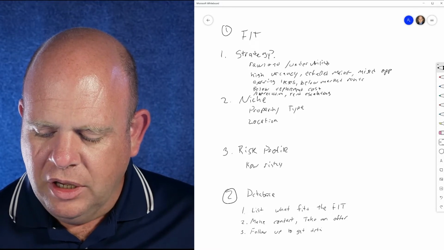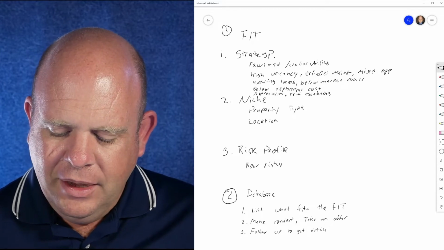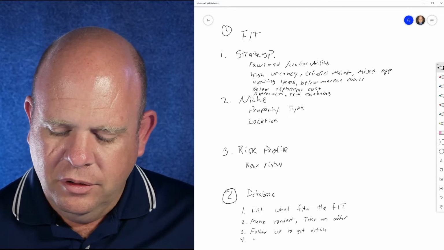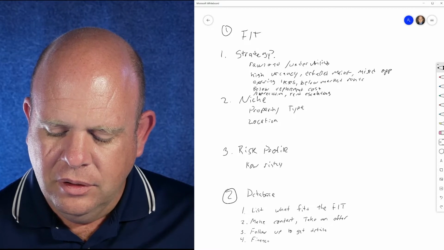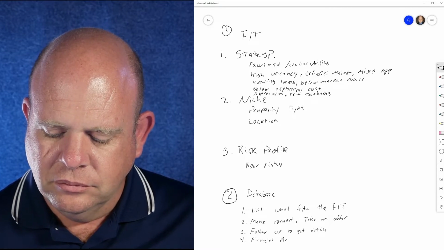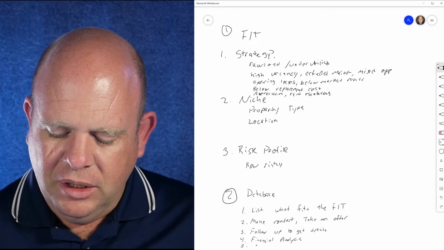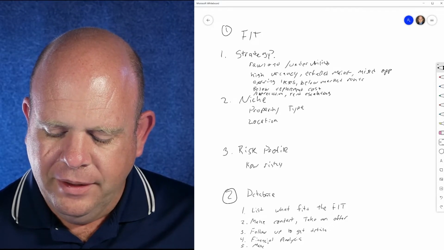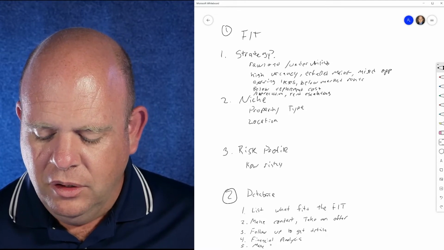And here we're talking about rent rolls and operating expenses. Number 4 is your financial analysis. And 5, you make an offer, if it fits, if it works. You obviously aren't making an offer if it doesn't.